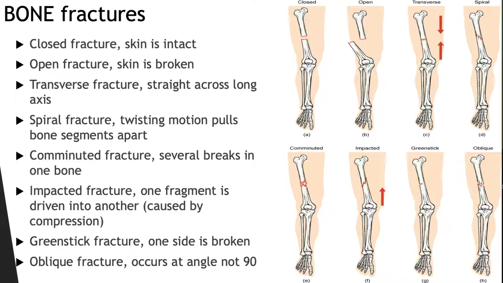Spiral is going to be just a twisting motion that pulls segments of the bone apart. You have a comminuted fracture, which can have several breaks in one bone, and the bone fragments are going to be in many pieces. You can have impact fractures in which one fragment is driven into another caused by compression. That's also known as a compression fracture. You can have greenstick fractures in which one side of the bone is broken or the bone breaks incompletely. And you can have oblique fractures in which the break does not occur at 90 degrees.